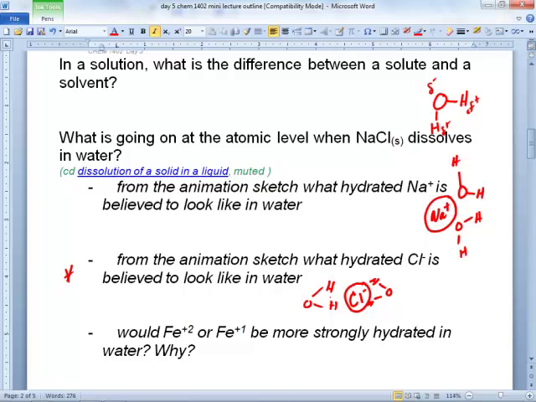Jessica, suppose we didn't have Na+. Suppose we had iron +2 or iron +1 in water instead. Which one would be more strongly hydrated in water, and why? Fe1? Why?